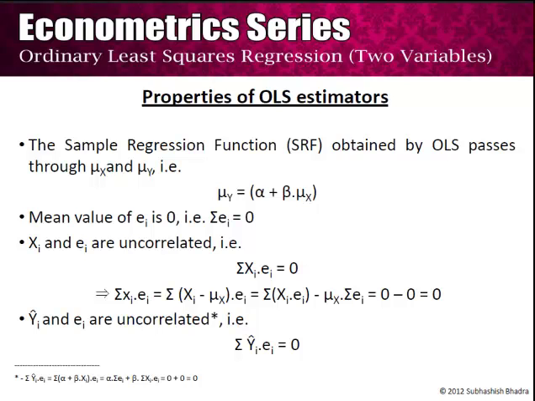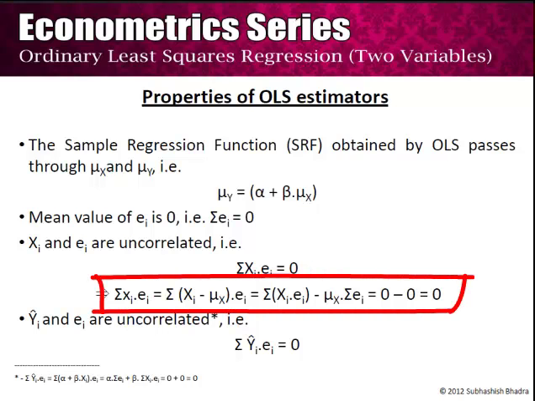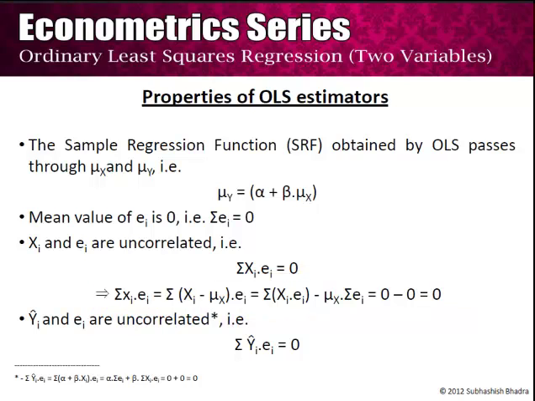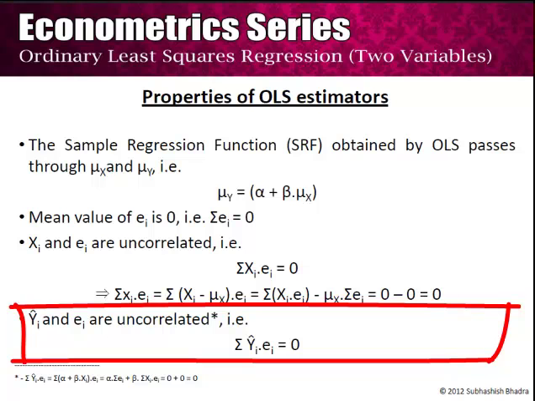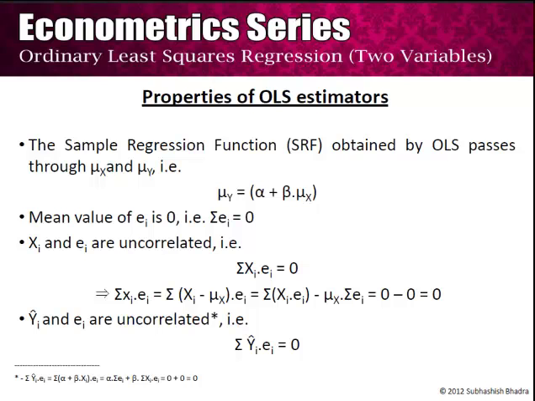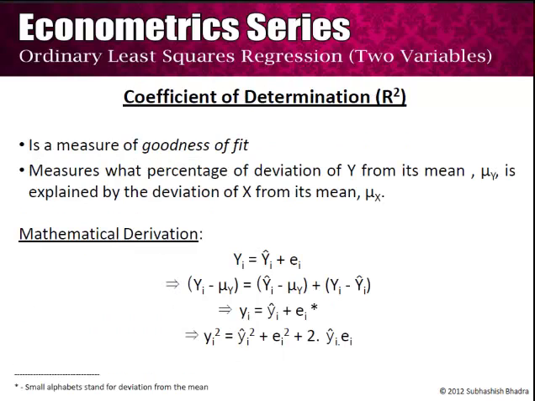However, we should also note that in case xi's are fixed, that is xi's are given to us, which is mostly the case, then this property is automatically fulfilled. Also, a corollary of this property is that summation of xi ei, where we talk about small x or the deviation of x from its mean, is also equal to 0. The fourth property is that the predicted y and the ei are also uncorrelated, that is summation of yi hat into ei equals 0. The derivation of this property is given as a subnote on this slide.